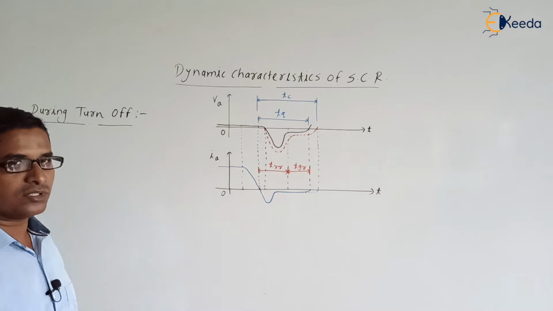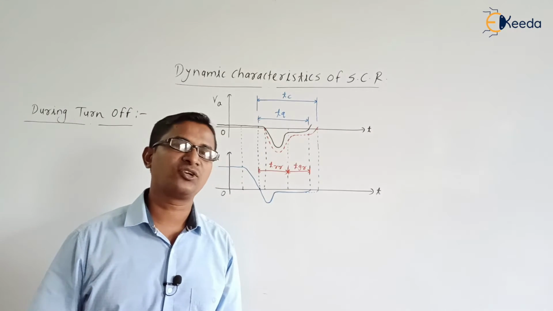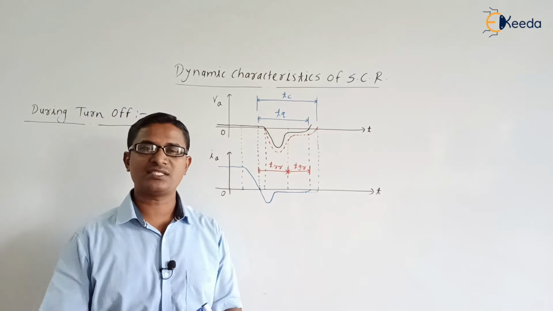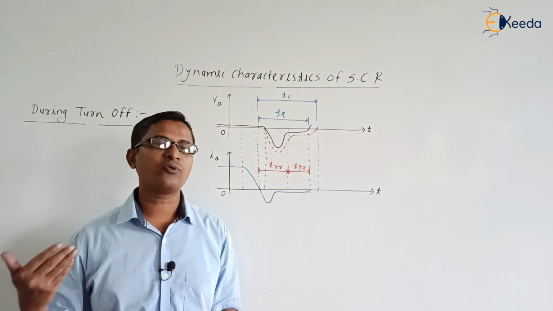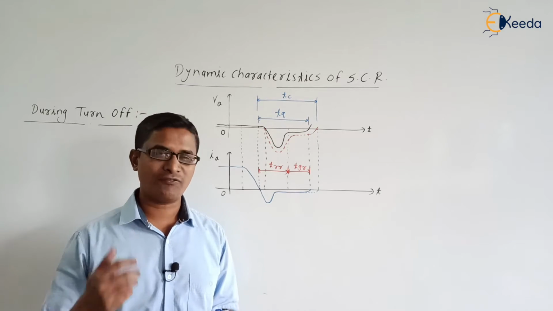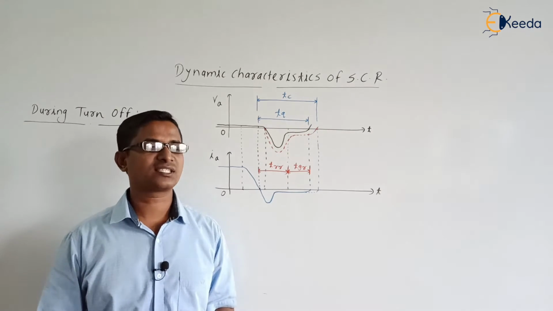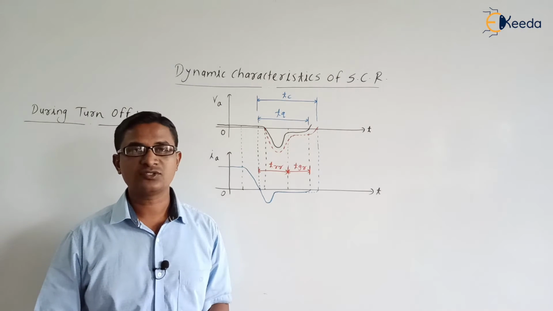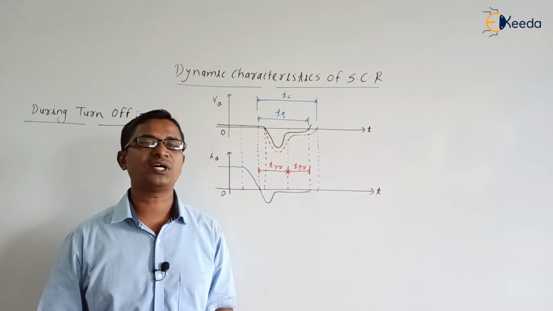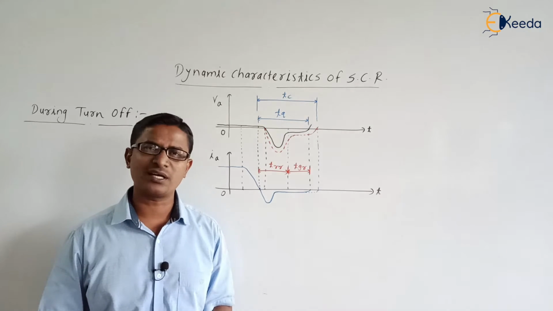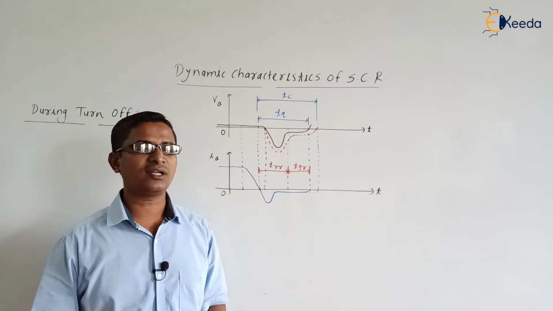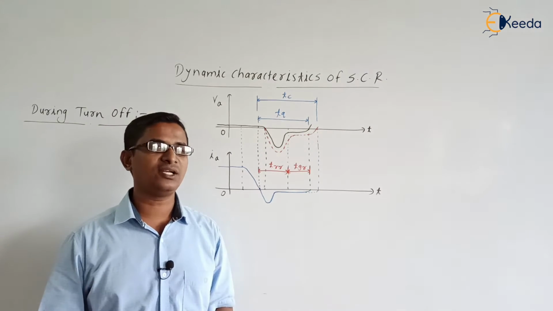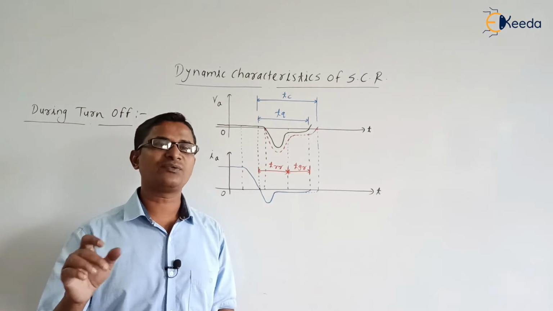As this is the dynamic characteristic during turn-off, initially our SCR is in the on state and we are interested in turning it off. First of all, let us discuss how to turn off the SCR. For that, recall the definition of the holding current. What is the holding current? It is the minimum anode current required to maintain the SCR in the on state, otherwise it will turn off.